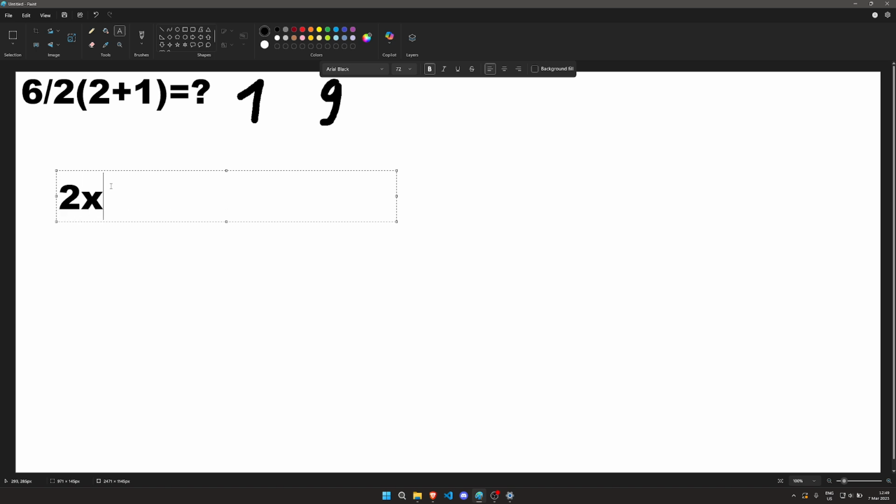Have you seen this? I'm sure you did. 2 times x can be written as 2x. It also can be written, however, as this. This is still the same value. Nothing has changed. We are just writing it in a different order. And as you know, with multiplication, you can swap order. This is simply x times 2.